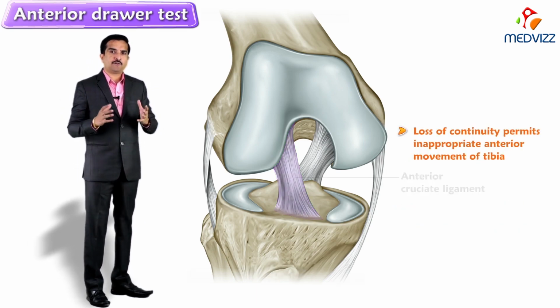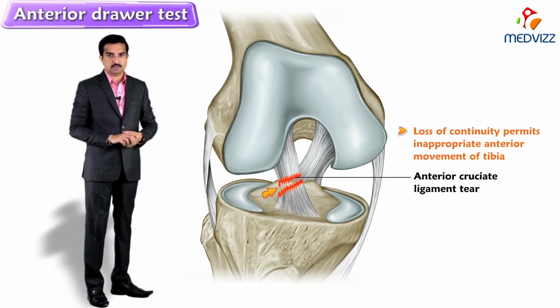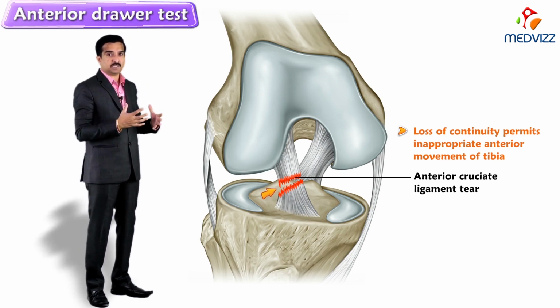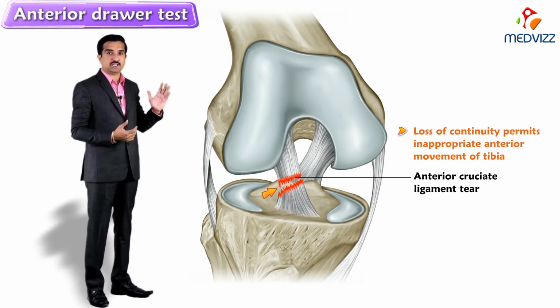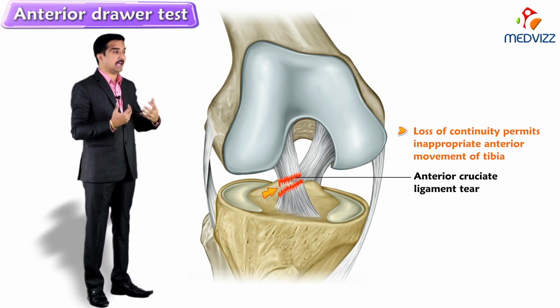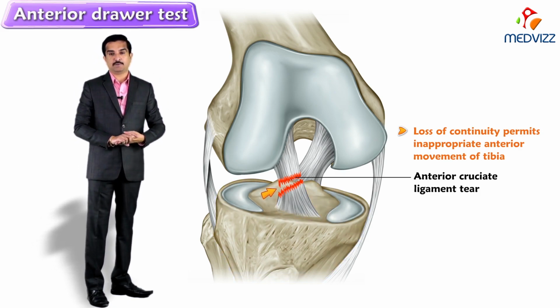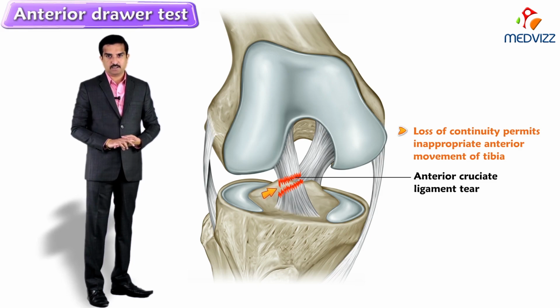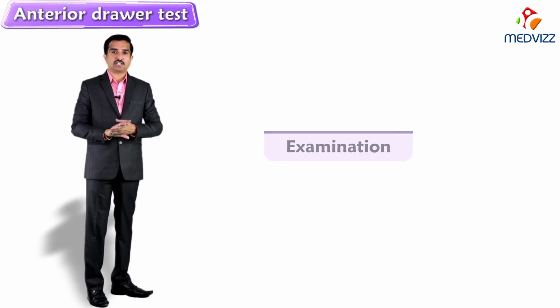So, loss of continuity of the ACL, which means whenever there is a rupture of the ACL, it permits inappropriate anterior movement of the tibia and thus causes instability of the knee joint. Now, let us concentrate on the examination of the anterior drawer test.